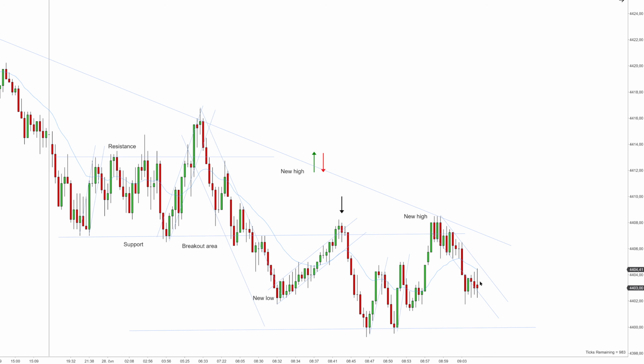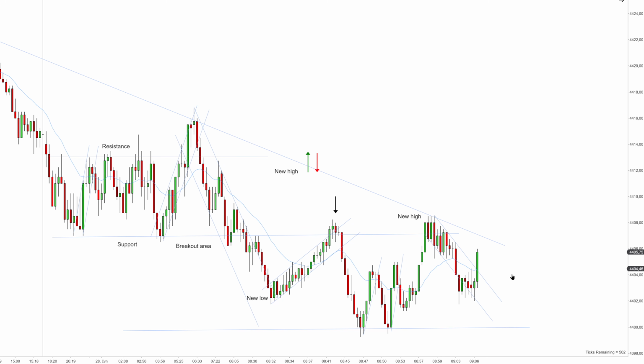Okay, I have a second entry short here, but notice the body is so far from the EMA. We have a micro overshoot, and the bar is a doji bar. I cannot sell here. It's too far from the EMA. It's a doji, possible overshoot.